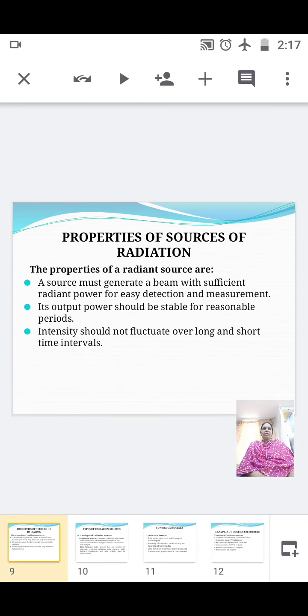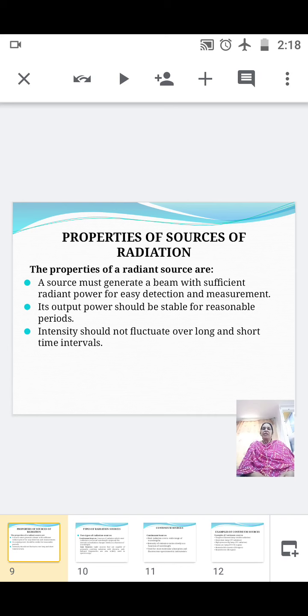Properties of the sources of radiation. The next topic we are going to deal with is the properties of sources of radiation. The properties of a radiant source. What are the basic properties? A source must generate a beam with sufficient radiant power for easy detection and measurement. The power generated by the radiant source must be sufficient enough for easy detection and measurement. That is the first fundamental property of a radiant source.